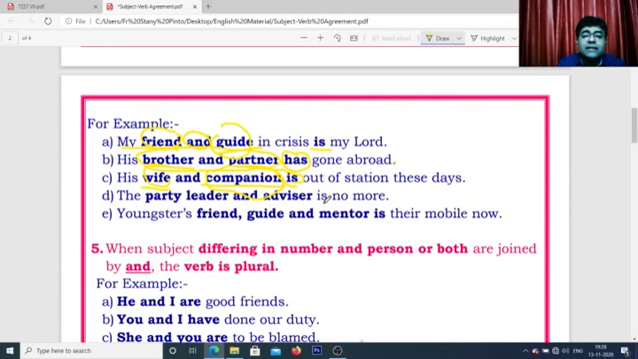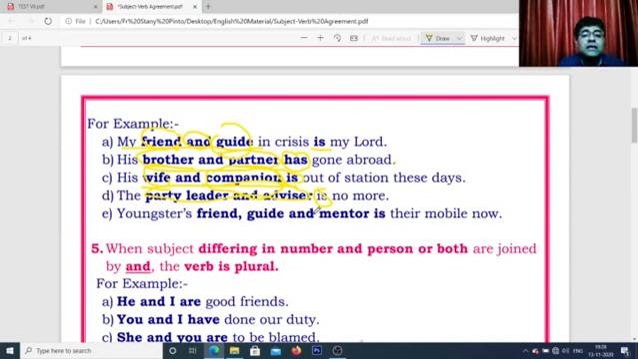The party leader and advisor is no more. Okay, who is this party leader? The leader of a particular party. He was also the advisor to the other members of the party. So, the advisor and the party leader both are the same, hence singular verb is used.